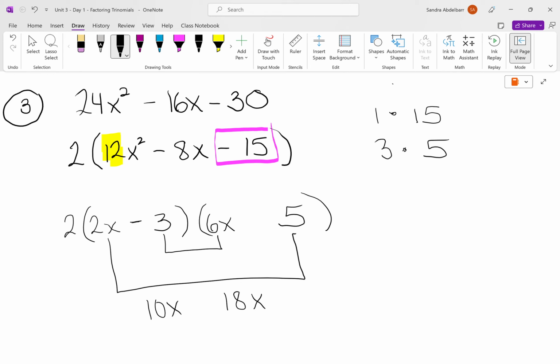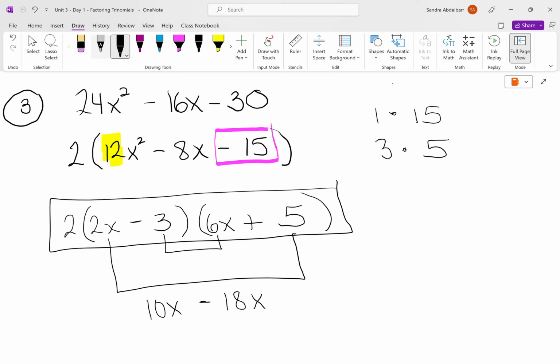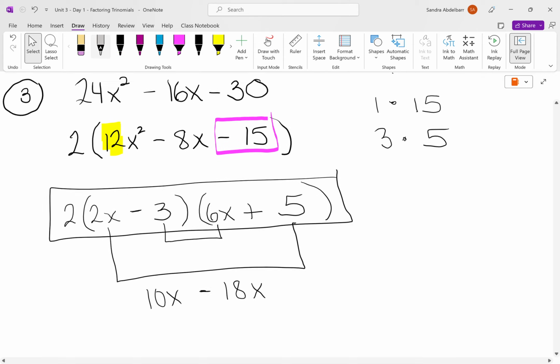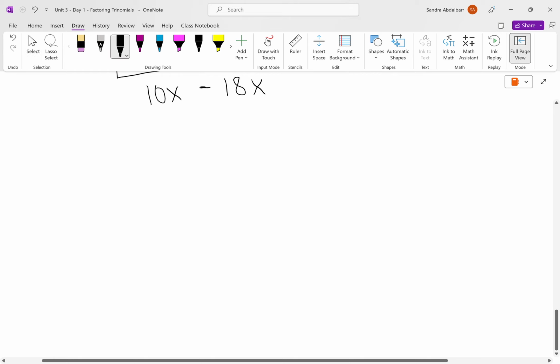So that means I'm putting my negative with the 3, and then that means this is positive. So this is going to be a positive 10x minus 18x, which gives us the negative 8x. And this is our factored form. Okay, I'm going to give you one to try on your own. Try this one on your own.